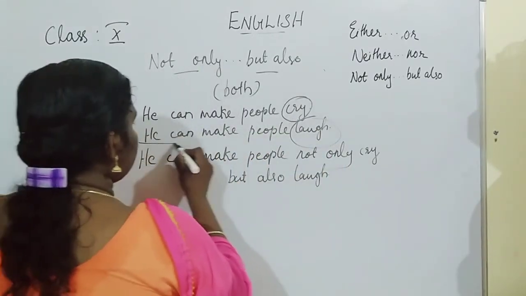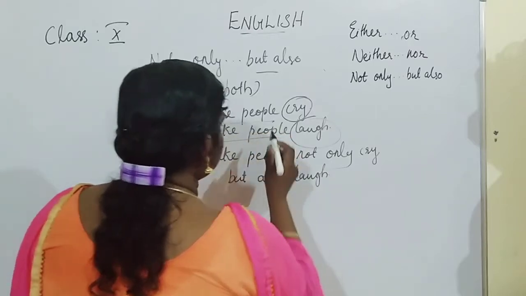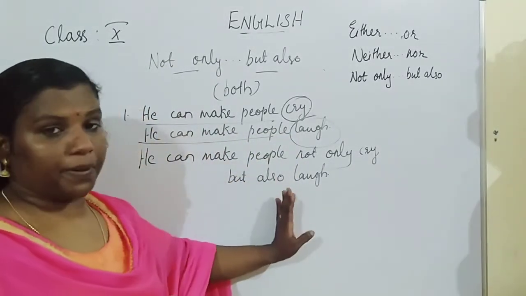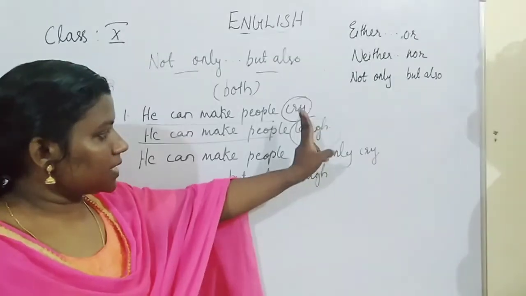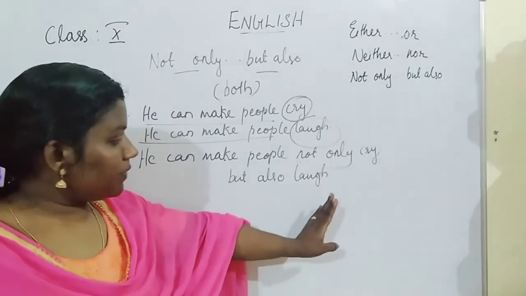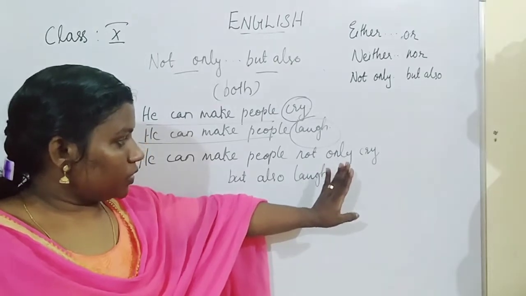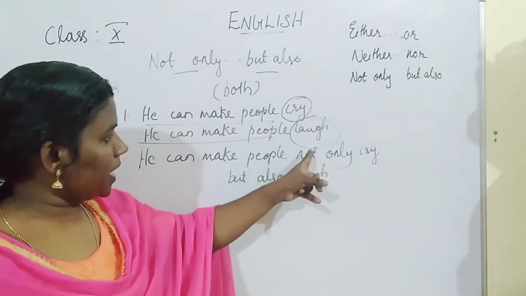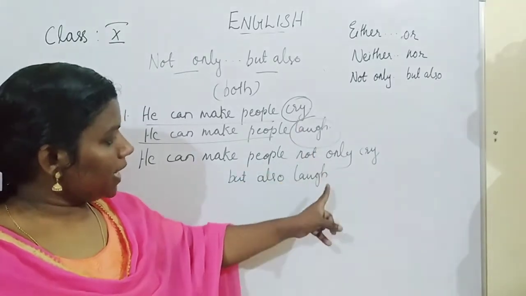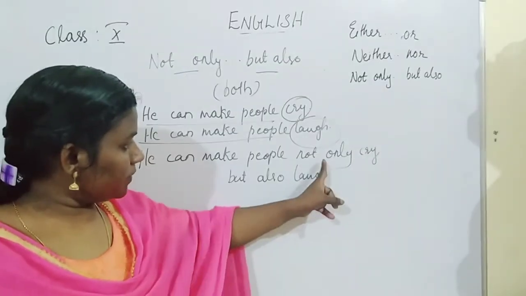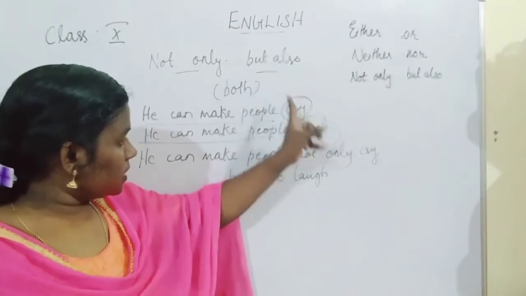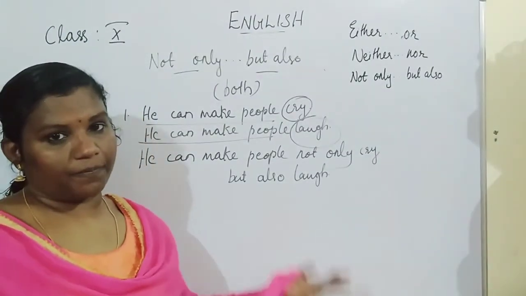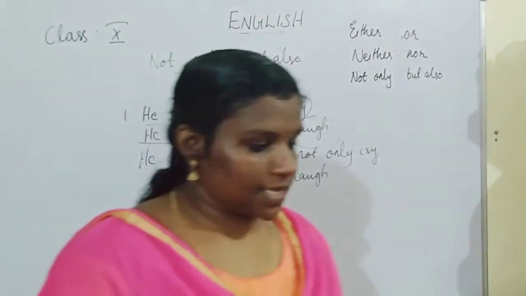See, here these two parts of the two sentences are the same. It should be written one time: He can make people. Where are the two different things? Cry and laugh. There we have to connect this not only. Those are two different verbs, which should be combined with this conjunction: not only cry but also laugh. Okay students, one more example.